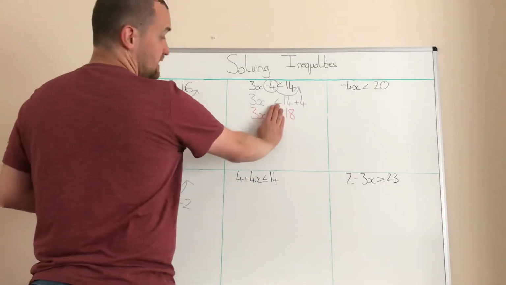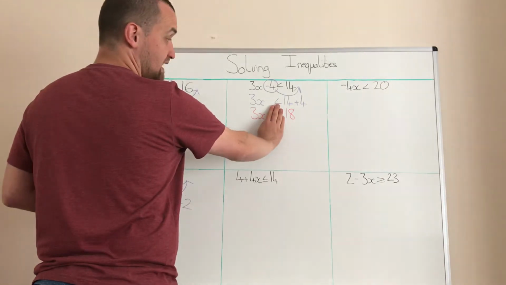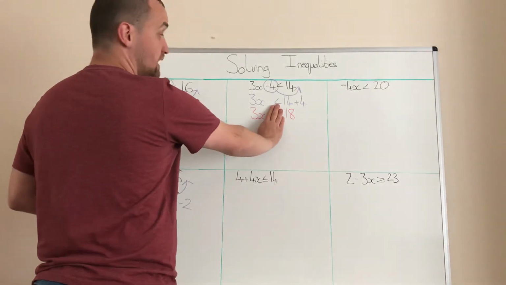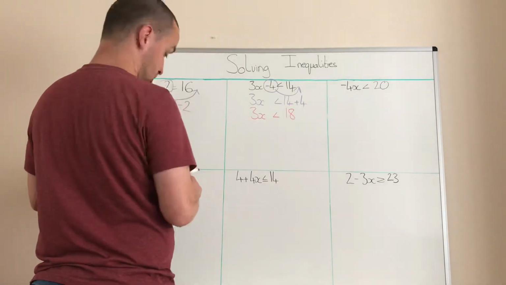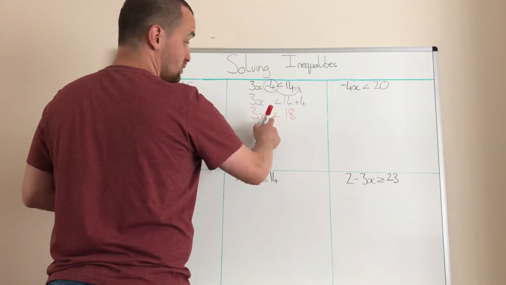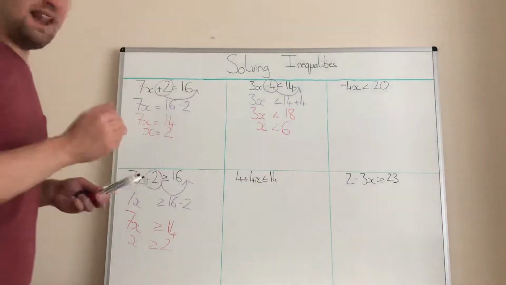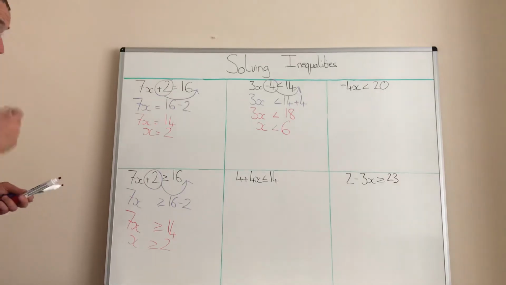If we think about that as an equal sign, forget about the inequality sign, we have 3x equals 18. 3 times something equals 18. The answer is 6, but instead of using the equal sign, we're going to use the correct inequality sign. So x is less than 6.